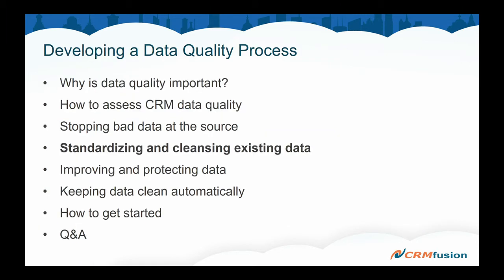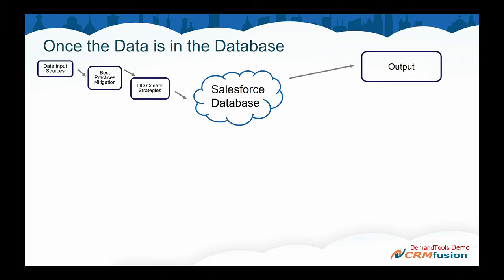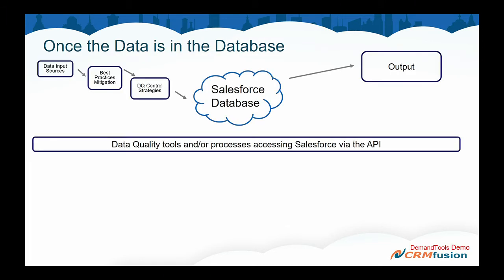Let's talk about standardizing and cleansing existing data. Some stuff will slip through that net, I guarantee it. And you're also probably sitting in the situation right now where there's some of this bad data already in the database. What can we do about it? What we can do about it is we can put another layer of software in here, data quality tools that are going to access the data at the data center via the APIs.